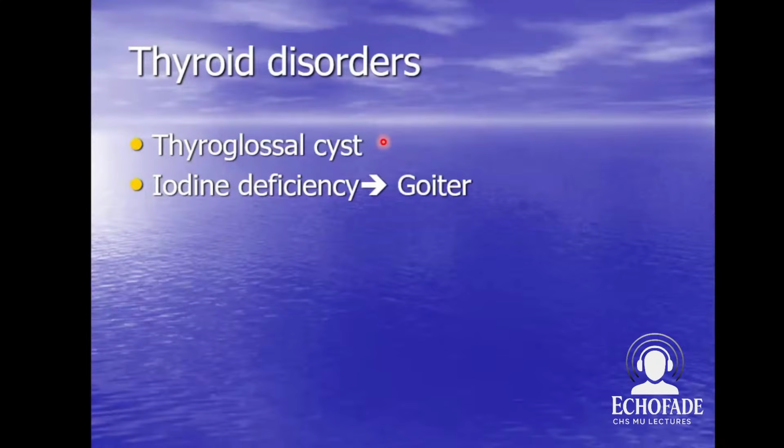So when you have iodine deficiency, the gland will try to grow, the cells will try to grow bigger, to try to produce as much hormone as possible. Because of that, there is enlargement of the thyroid gland that we normally see as goiter.